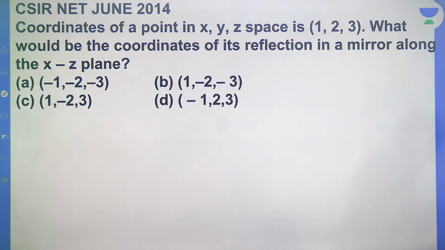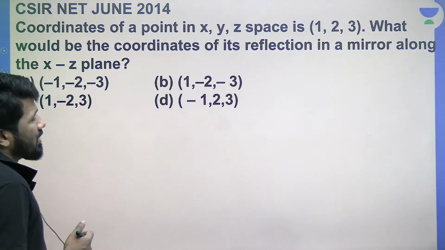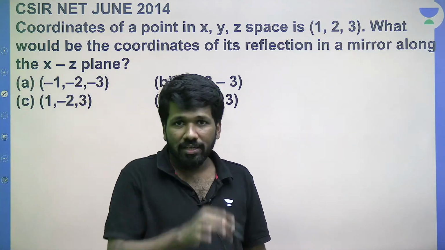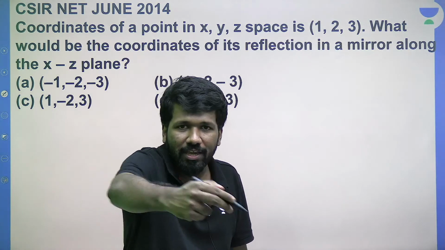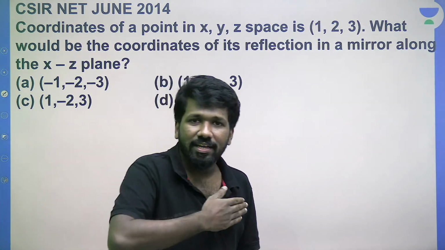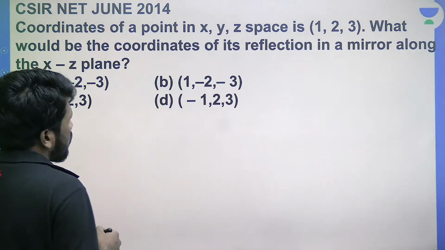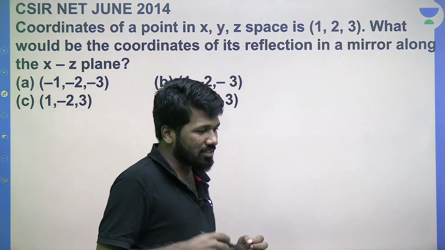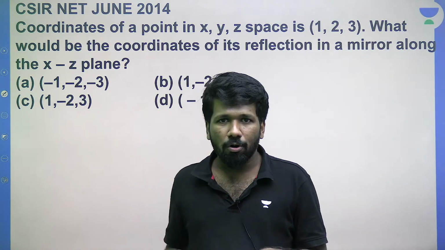Okay, so I'll explain. Coordinates of a point in XYZ space. So x-axis, y-axis. XYZ space means the depth, we can say. Like this, and then the depth. So we can say that is 1, 2, 3. Again, 1, 2, 3. To understand this space coordinates properly, you can think about your room.